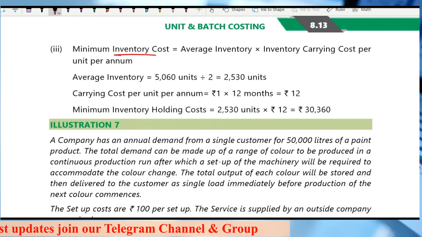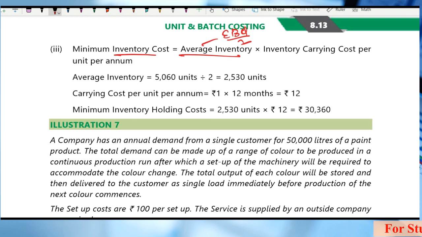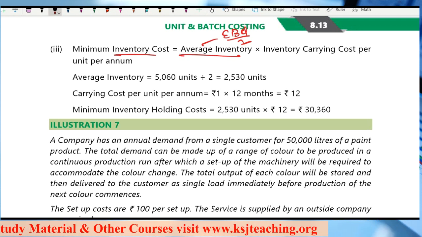So how to calculate that? Calculate the total inventory cost, that is average inventory. Average inventory is what? EBQ divided by 2. Sir, why do we take this average inventory? Why not the total inventory? Because we do not carry the same amount of inventory throughout the year or whatever the period is.